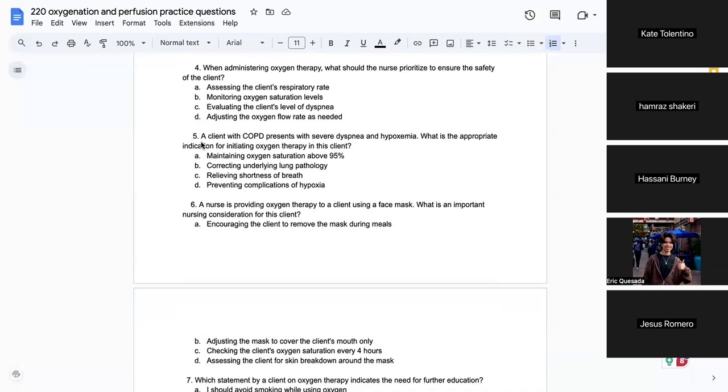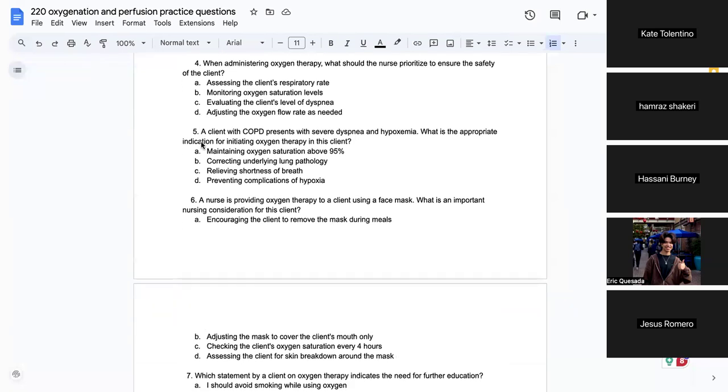All right, number four. When administering oxygen therapy, what should the nurse prioritize to ensure the safety of the client? A, assessing the client's respiratory rate. B, monitoring oxygenation or oxygen saturation levels. C, evaluating the client's level of dyspnea. Or D, adjusting the oxygen flow as needed.